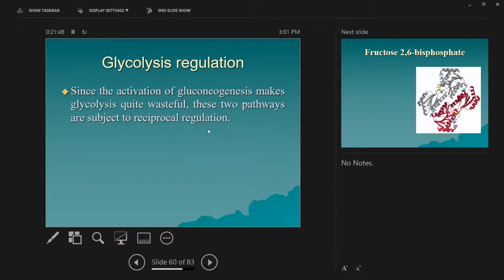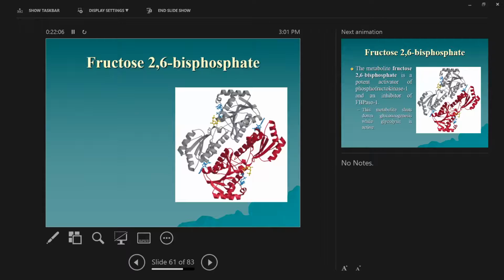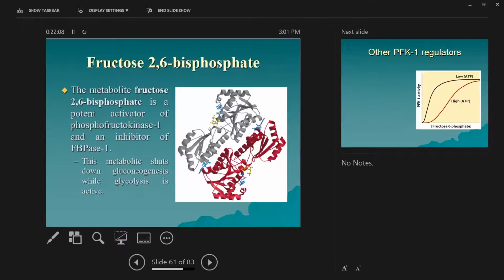Okay, so the concomitant activation of glycolysis and gluconeogenesis would be very wasteful. That would constitute a futile cycle. So these two pathways show reciprocal regulation. Let's talk about that reciprocal regulation.